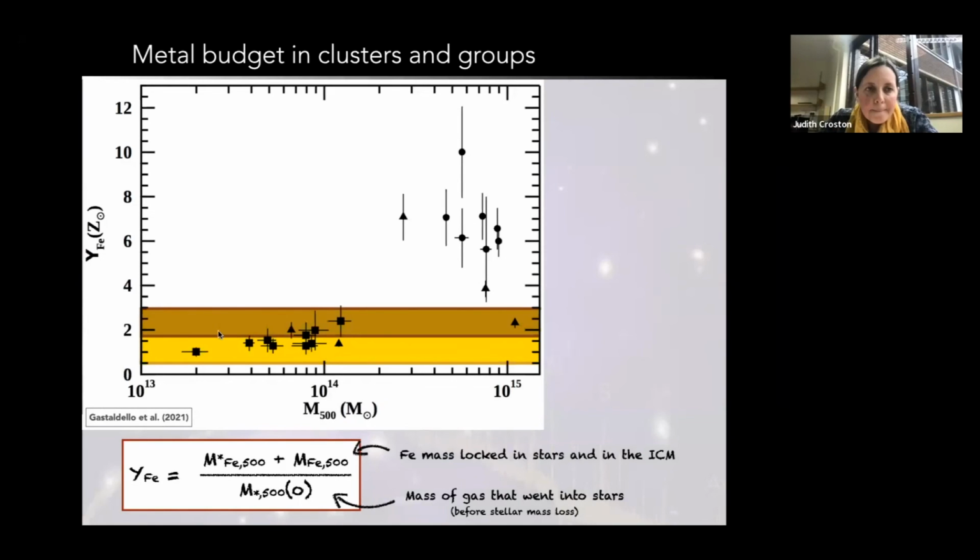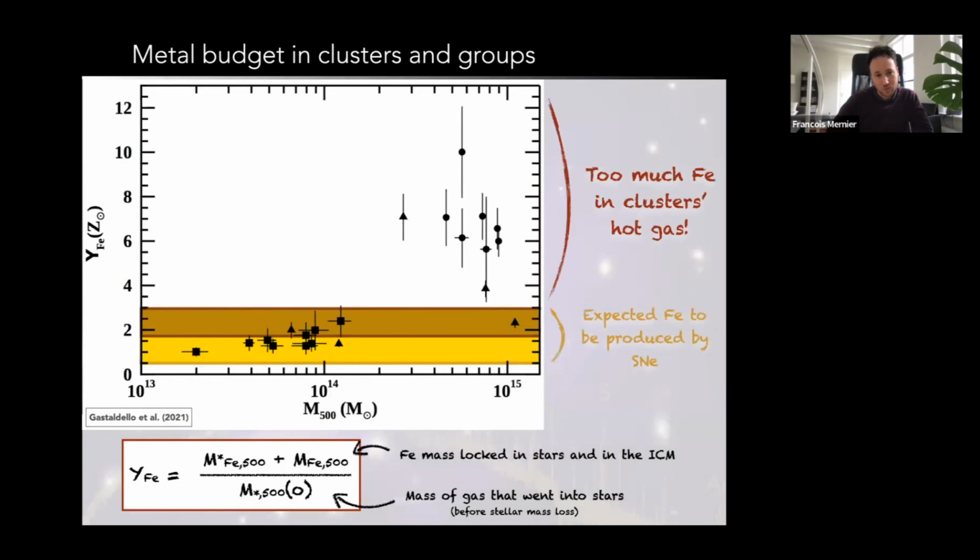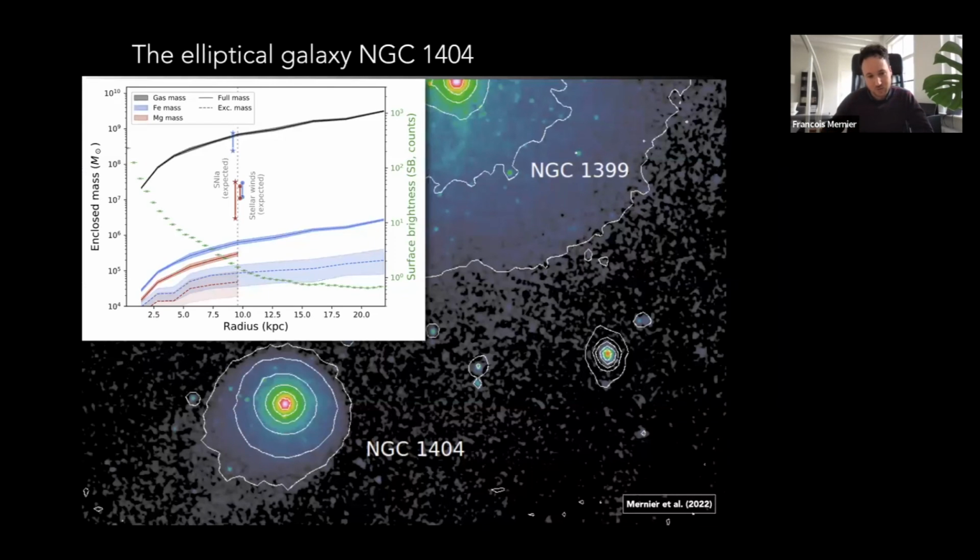So on this plot, I believe that what you see is basically clusters here, and then you go down to the scales of groups. Unless I'm mistaken, I think this plot does not include any individual elliptical galaxies. And so what we sort of try to do here is, we didn't really try to put one more data point here, but also to look at the metal budget here.